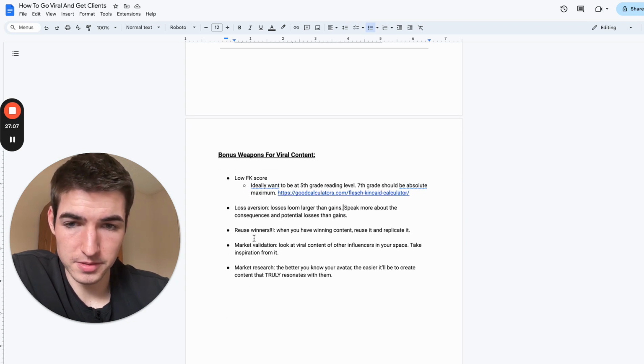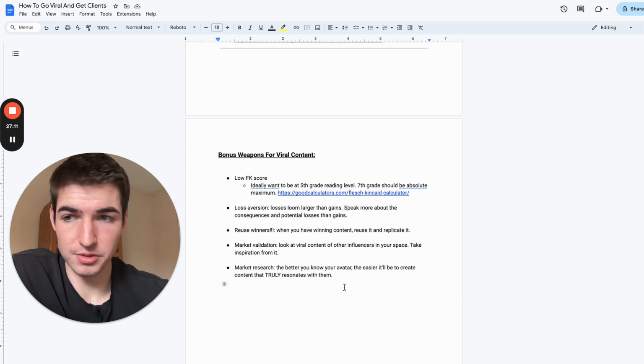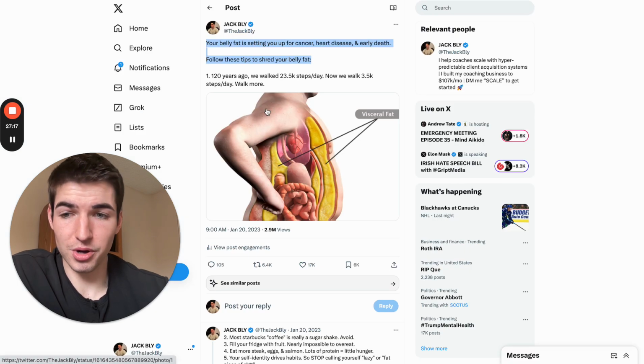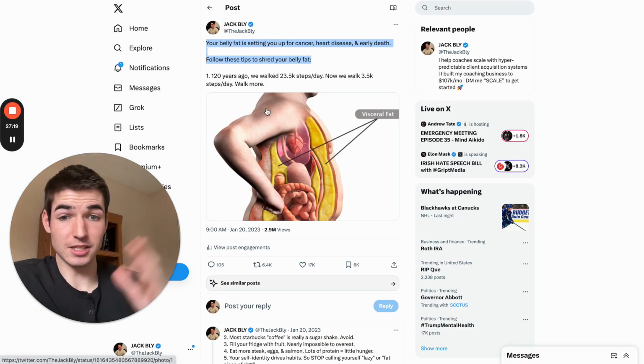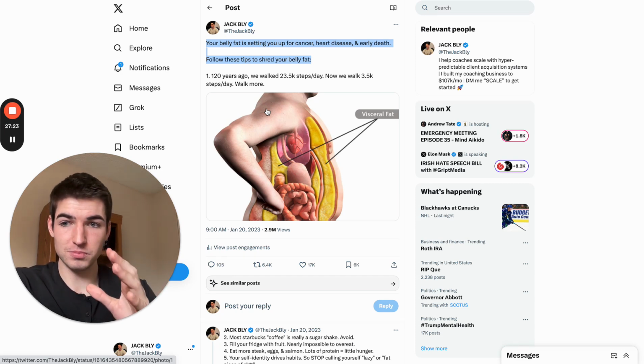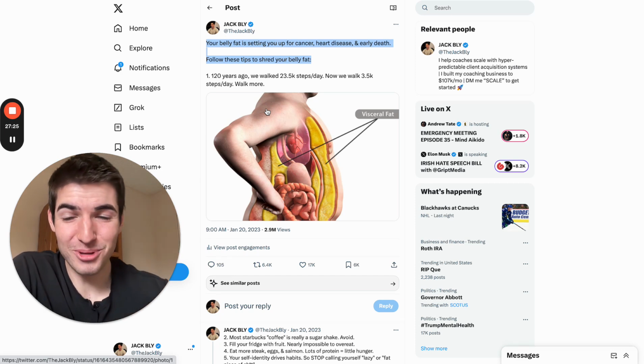That's loss aversion. Then we have some huge key principles here. If you do this stuff, this is going to make it so much easier for you. So reuse winners. If you have winning content, just reuse it and replicate it. I've reposted stuff word for word, 3 months later, and it still does really well. You've already written it, you already created it. You might as well just repost it. You can do it that simple.